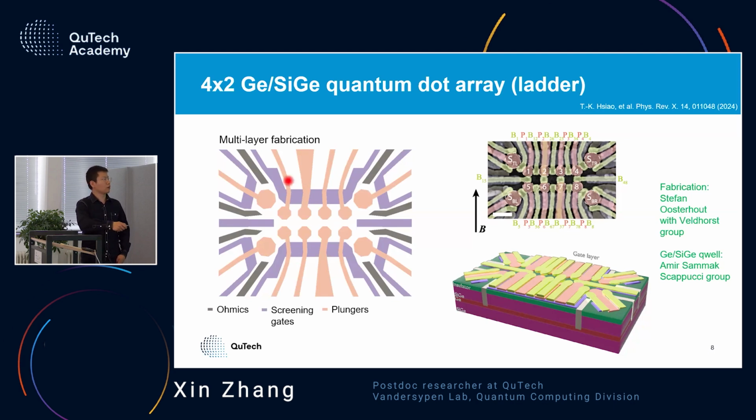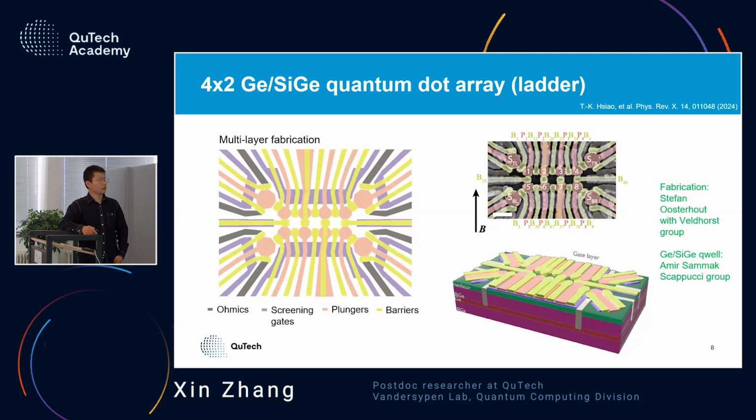So this is a 2x4 array with 4 sensors on the corners. And finally, there are the barrier gates, with which we can control the tunnel coupling between 2 quantum dots and the tunnel coupling between a quantum dot and the sensor.